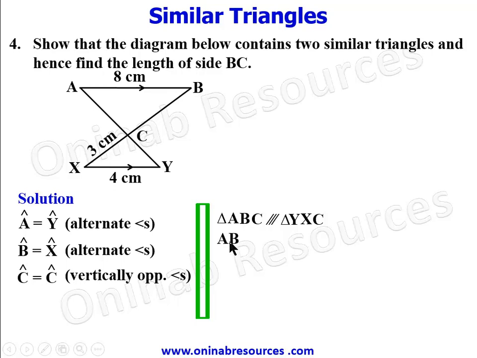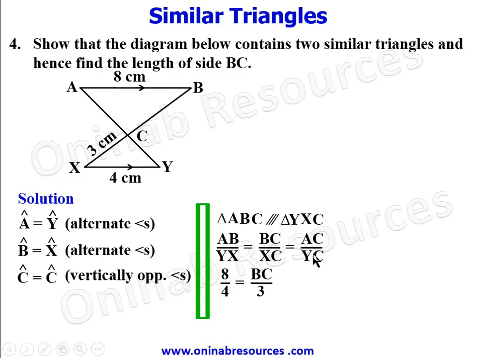We now form the ratios of their corresponding sides to enable us calculate BC. So we have AB over YX is equal to BC over XC is equal to AC over YC. So AB here is 8 centimeters over YX. YX is 4 centimeters, is equal to BC, that is the side we are looking for. So we have BC over XC. XC is 3, that's over 3.